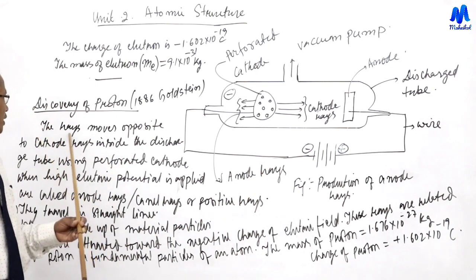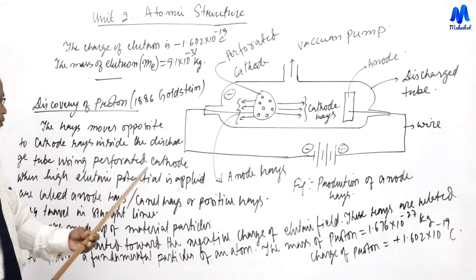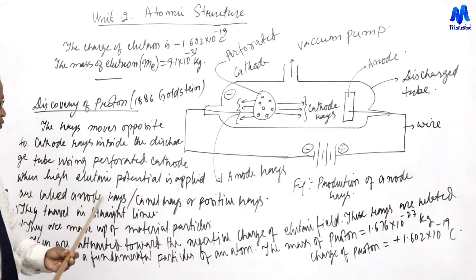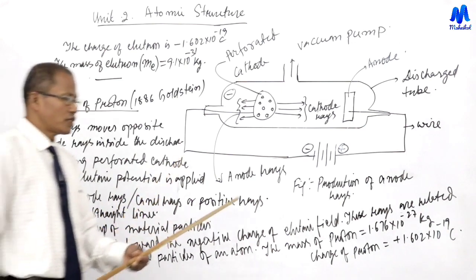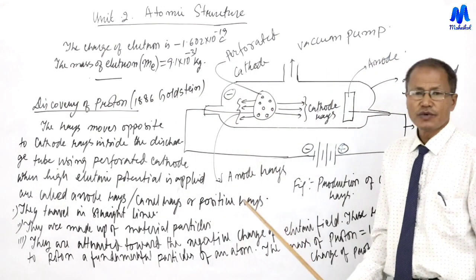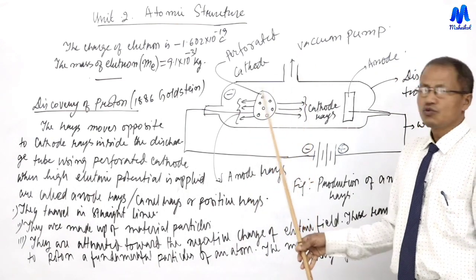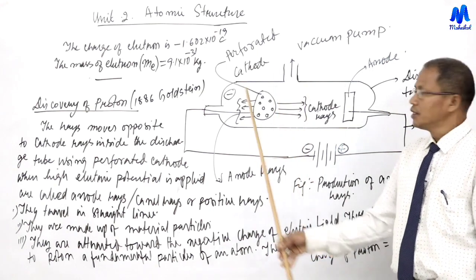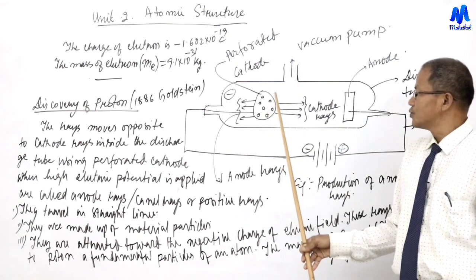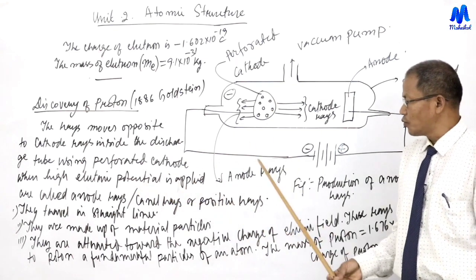Anode rays: the rays that move opposite to cathode rays inside the discharge tube, using the perforated cathode, when high electric potential is applied, are called anode rays or Canal rays or positive rays. What are the anode rays or Canal rays or positive rays? The rays coming opposite towards the cathode inside a discharge tube by using a perforated cathode are called the anode rays or Canal rays or positive rays.